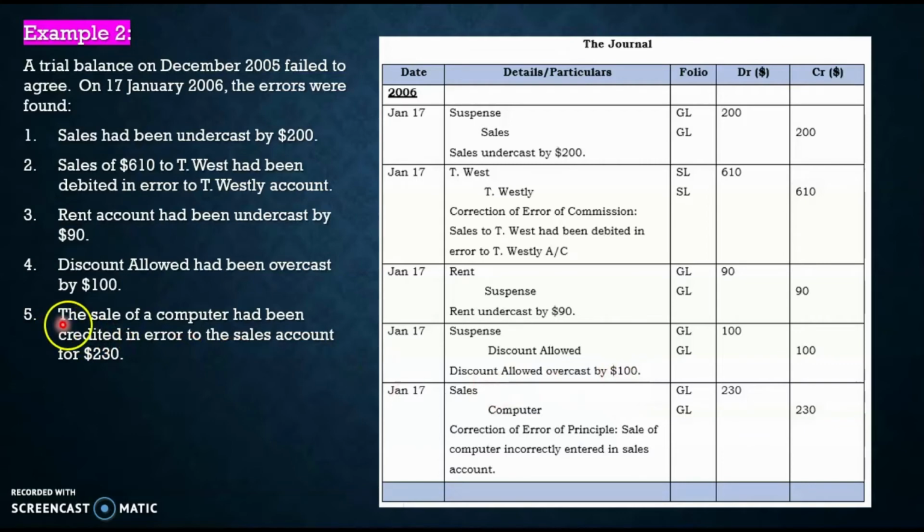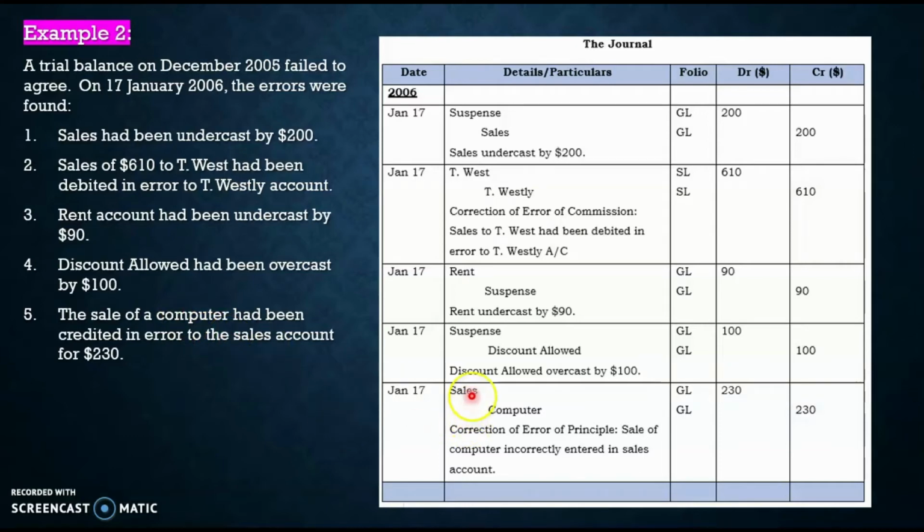The fifth one, the sale of a computer has been credited in error to the sales account. Now, 2 accounts affected, computer and sales. So automatically you should know that this is not going to be an account that would be entered in the suspense account. All right, so we know that computer is an asset, sales is not. So there's a different type of account that it was entered in. So that's an error of principle.